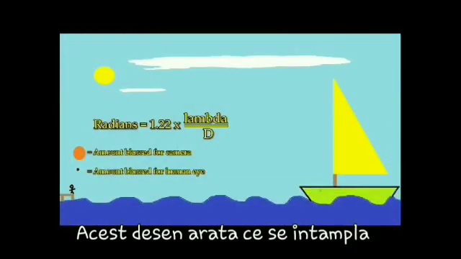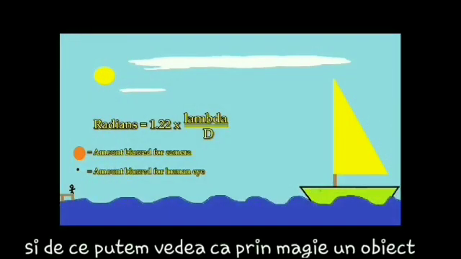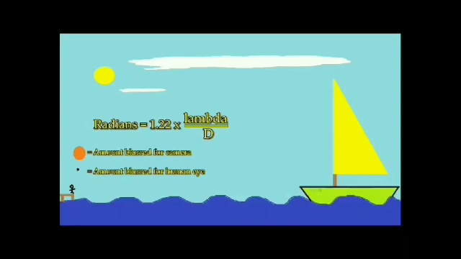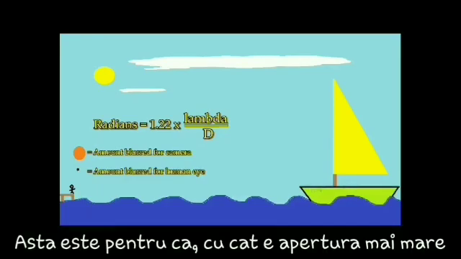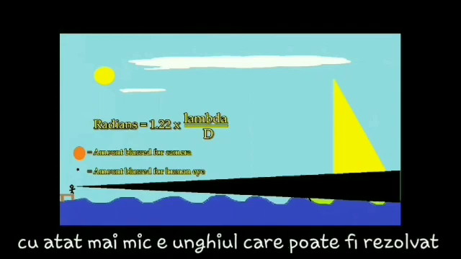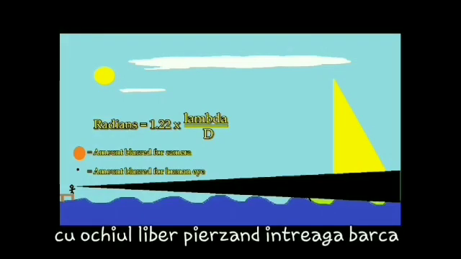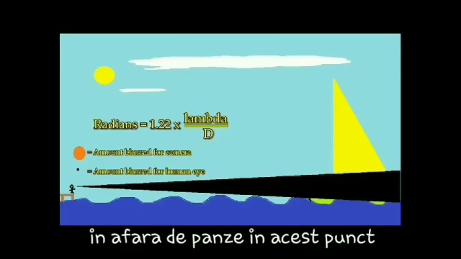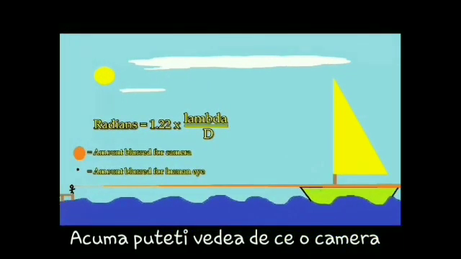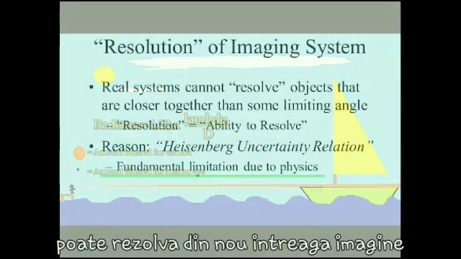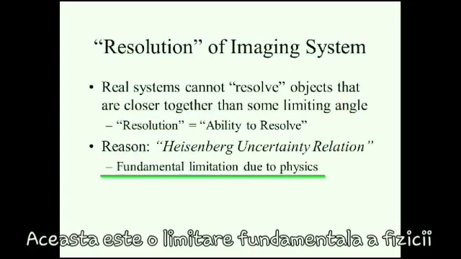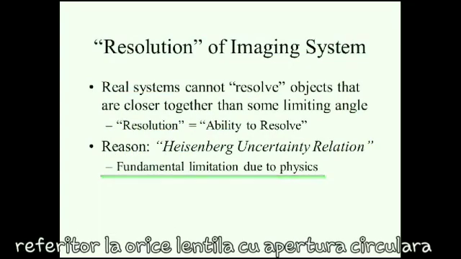This drawing will show just what is happening and why we can somehow magically see an object which was believed to have gone over a solid barrier horizon without raising our elevation. This is because the larger the aperture, the smaller the angle that can be resolved, as the equation showed us. With the average human eye losing the whole boat except for the sail at this point, you can now see why the camera with a much larger aperture can resolve the whole image once again. This is a fundamental limitation of physics pertaining to any lens with a circular aperture.